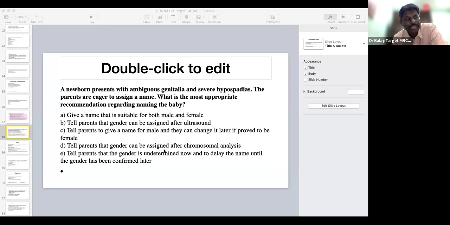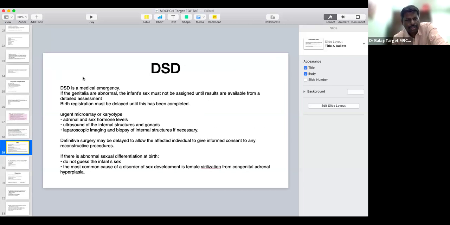So what will be the next step? I think they asked this question. What will be your next step in managing a child with ambiguous genitalia? The immediate step will be chromosomal analysis, so you need to know the genetic sex of the child. But I think the final answer which you said is more apt in this scenario: we have to delay the name until the gender has been confirmed, and the team of experts are going to tell. Okay.